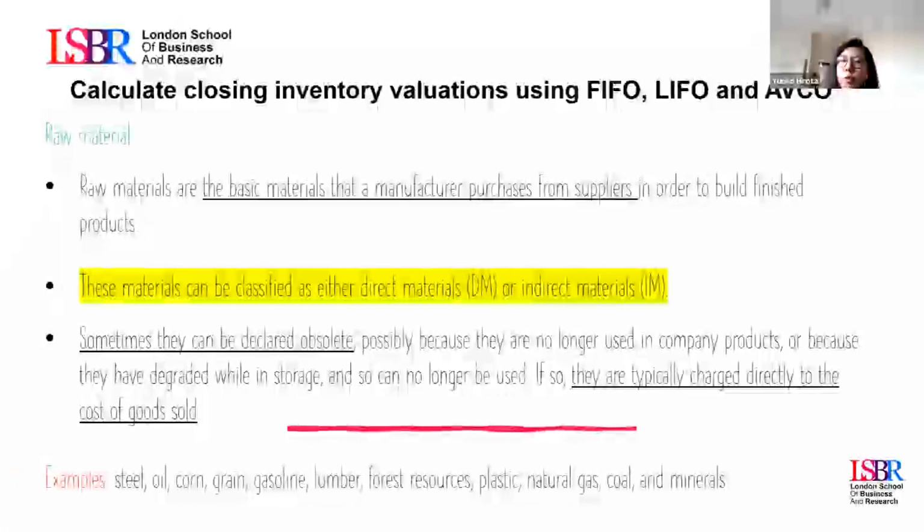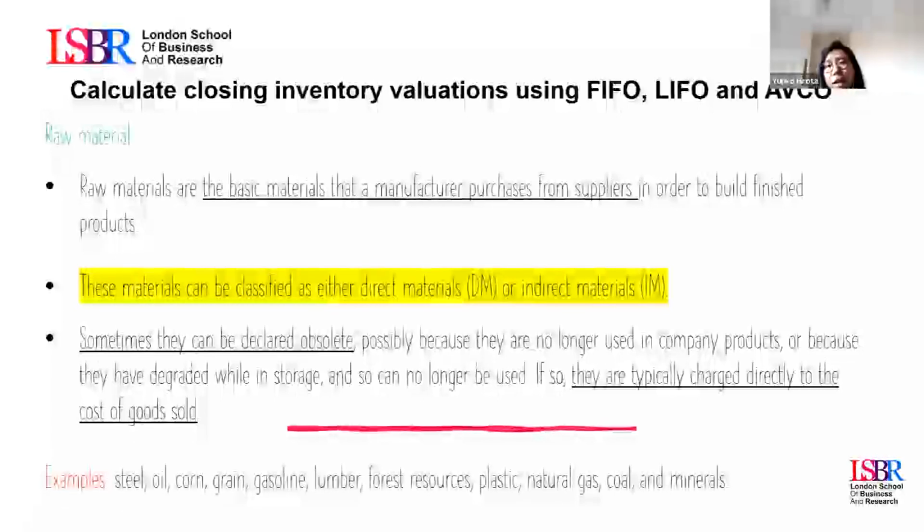But what is the raw material? What are the most important characteristics of raw material? Basic materials that a manufacturer purchases from suppliers. And in this inventory, it's important to mention that raw materials are classified in two groups: direct materials or indirect materials. We are going to talk about this specific point in a while.